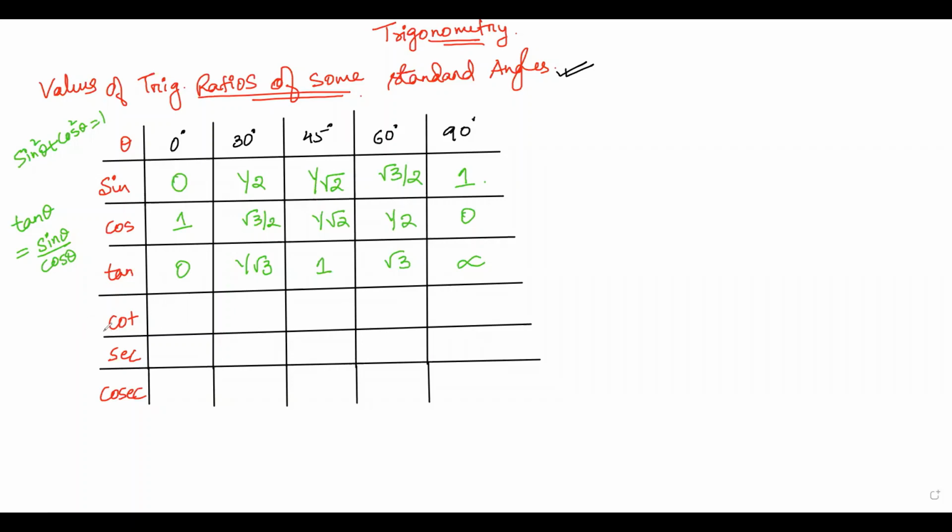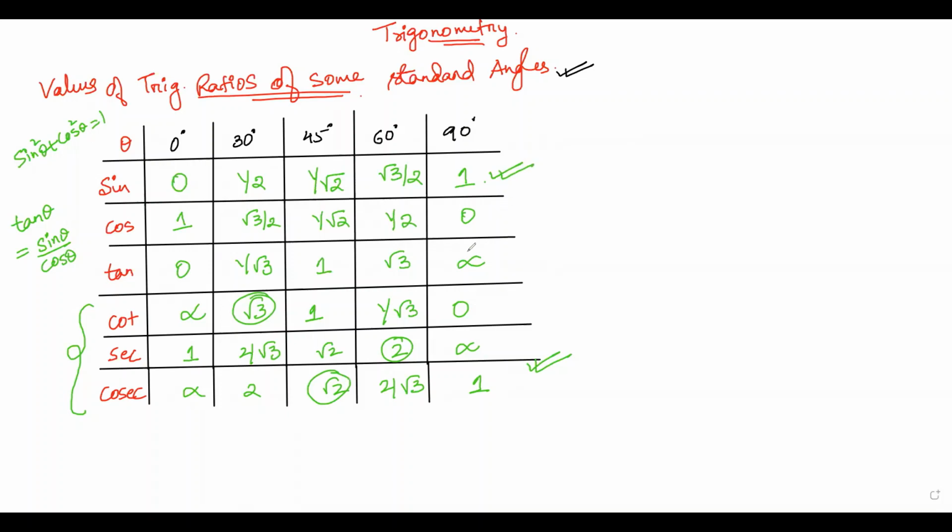We have also seen the trigonometric ratios cot, sec, and cosec are the reciprocal of tan, cos, and sine respectively. So the value of these trigonometric ratios for these standard angles can be written directly, which would be these values. For example, cot 30 degree would be root 3, sec 60 degree would be 2, cosec 45 degree would be root 2, and so on. So we just have to remember the first row, based on which we can remember the complete table.